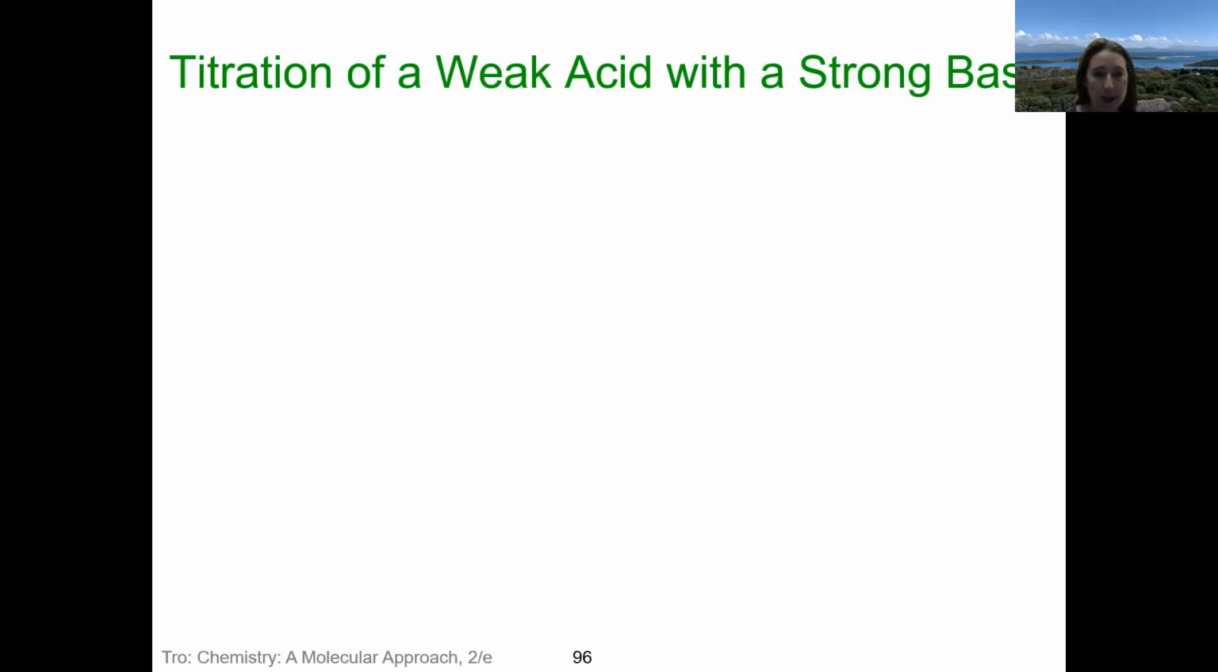Okay, so we did a titration with a strong acid and a strong base last time. I skipped the problem that's the same problem, it's just opposite. I'll post it when we finish this lecture. It's almost exactly the same. But I want to spend a lot of time and go very slowly on these titrations with a weak acid and a strong base, and a strong acid with a weak base.